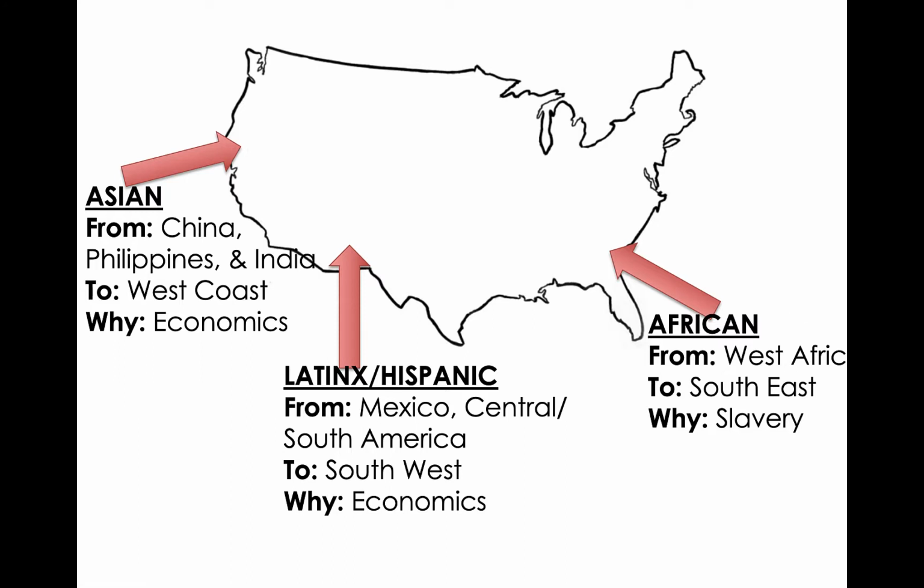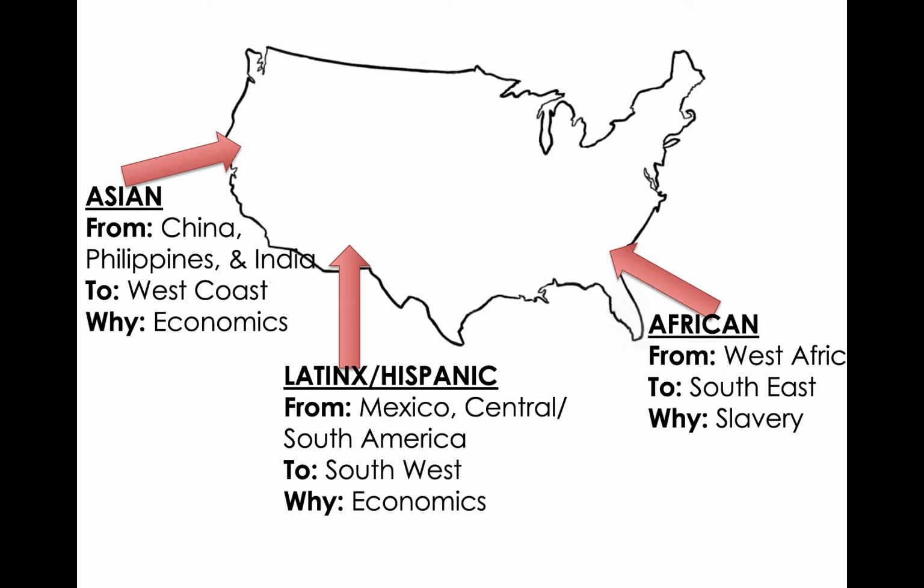So into the southeast, we have our African immigrants. And again, remember, forced migration. These are people who are enslaved. They are coming from largely West Africa, or at least immediately from West Africa. They are going to the southeast, and their why is slavery.